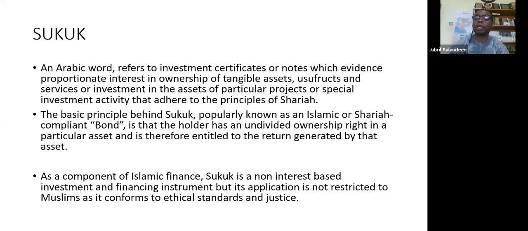The basic principle behind sukuk, popularly known as an Islamic or Sharia compliant bond, is that the holder has an undivided ownership right in a particular asset and is therefore entitled to the return generated by that asset. As a component of Islamic finance, sukuk is a non-interest-based investment and financing instrument. It doesn't follow any interest, but its application is not restricted to Muslims. Today, it's not only Muslims that are using sukuk. Around the world, people use sukuk, and it's been a wonderful instrument, especially for development. If you check online, you will see a project of mine which I called sukuk as an instrument for infrastructural development in developing economies. It's actually in peer review now.